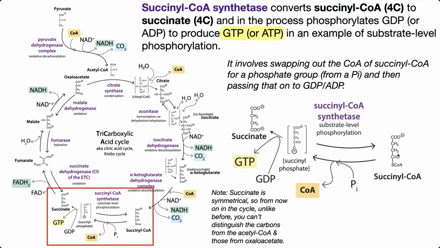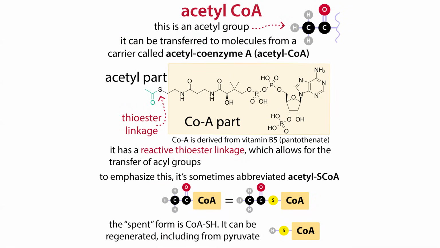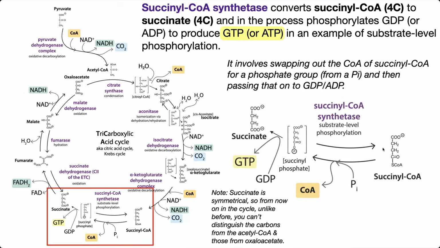We have this 4-carbon Succinyl-CoA, and again, I'm not counting the CoA carbons. And the S is just showing that CoA is attached through a sulfur linkage, a thioester linkage. What Succinyl-CoA synthetase is going to do is take an inorganic phosphate and use that inorganic phosphate to basically chop off the CoA and replace it with the phosphate group. So it's going to phosphorylate the Succinyl-CoA to give us succinyl phosphate, releasing the CoA group. So we're not actually using the CoA on net, the CoA comes in, the CoA comes out, and leaves us with the succinyl phosphate intermediate.